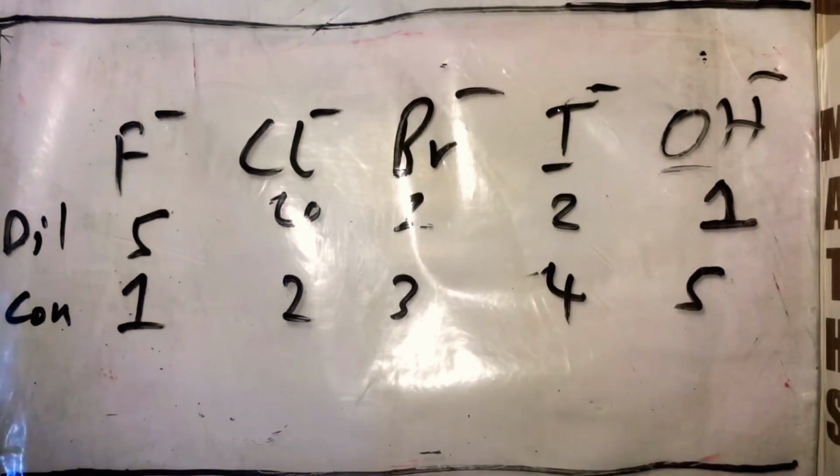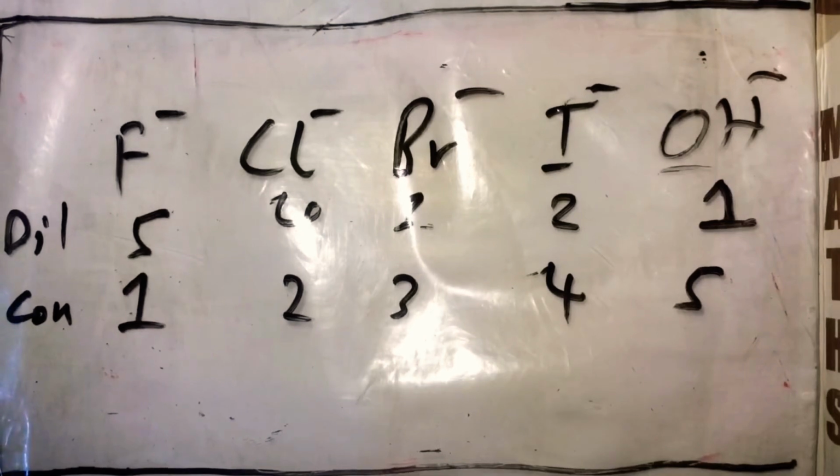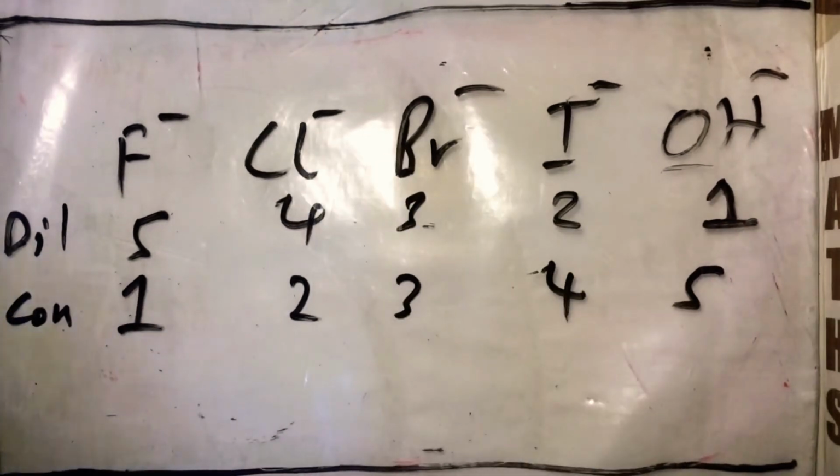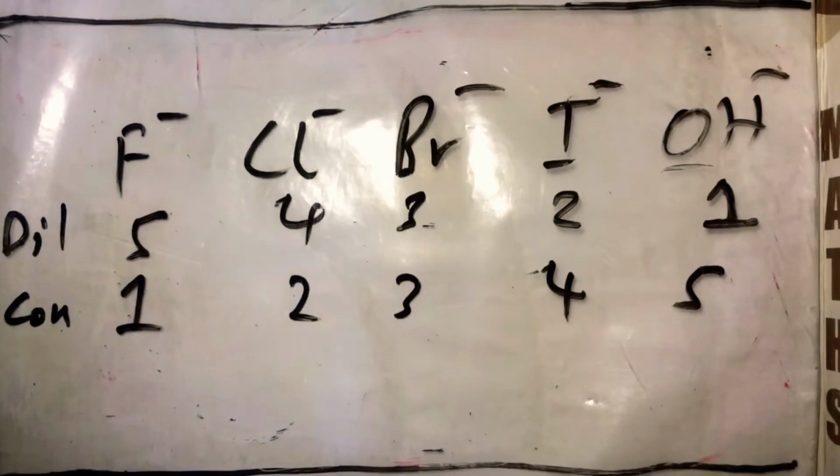However, there is one exception: if the aqueous solution contains a chloride ion, whether it be dilute or concentrated, the chloride ion will discharge first because compounds of chloride ionize more than water, and the concentration of chloride is greater than hydroxide.